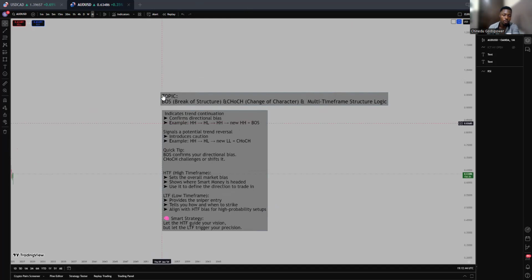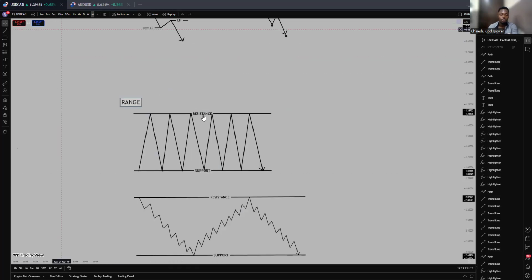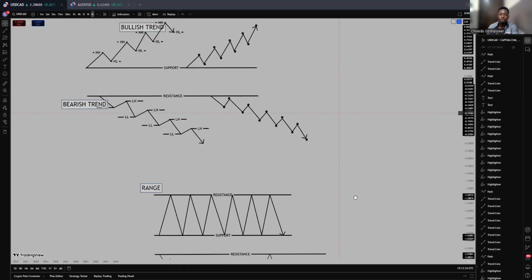So the first thing we're going to be doing is talking about the break of structure. We're going to be indicating the trend continuation, which confirms the directional bias. Because anytime you see a break of structure, what the market is telling you is that it's in the continuation phase. It's continuing the trend. It's on a trend to go up. It breaks structure to the upper side, keeps breaking. That's why it's creating higher highs, and keeps breaking structure.